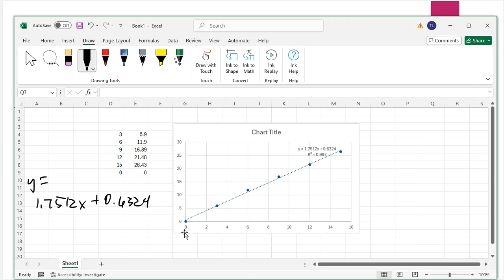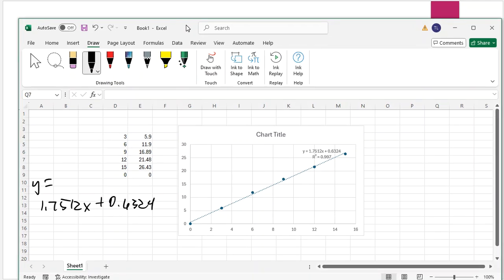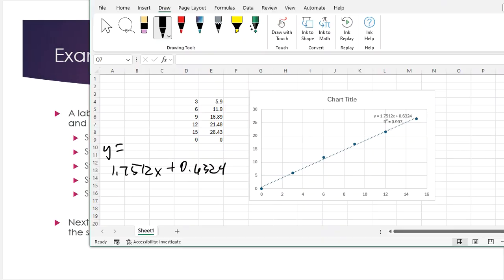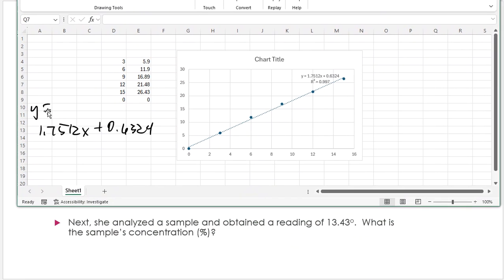All right, now again, notice it didn't go through exactly 0, 0. That dotted line is just a little bit above, and that's okay, but it's at least close. And that means someone did their job the proper way and blanked this machine the way that they should have. All right, so here's the equation that came from the calibration curve.